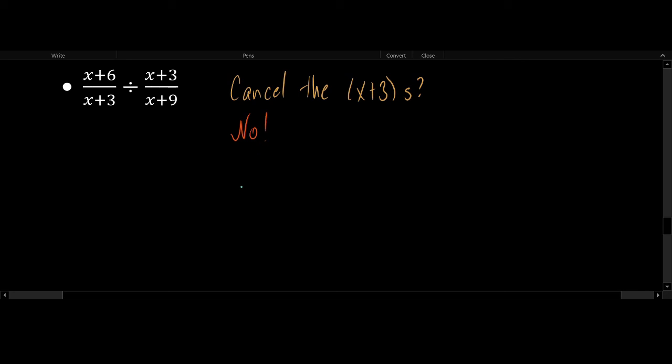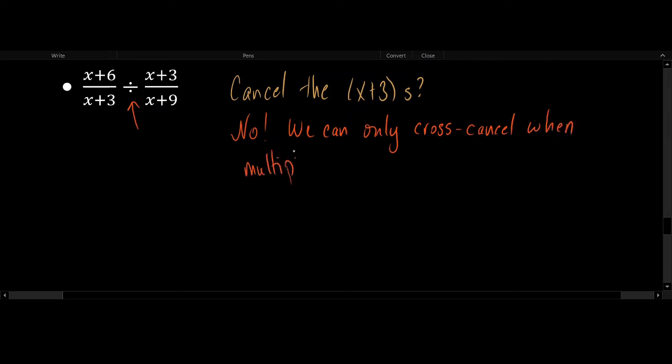And the difference between this problem and the one that we did just earlier is that this time, this is not a multiplication problem. We can only cross-cancel when we are multiplying, not when we are adding, subtracting, or dividing. Multiplication is very special here.